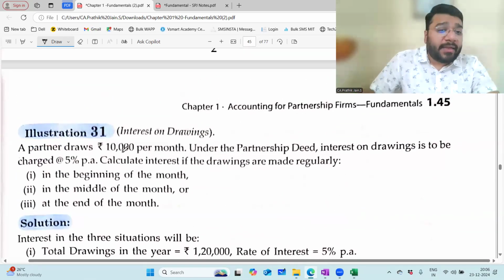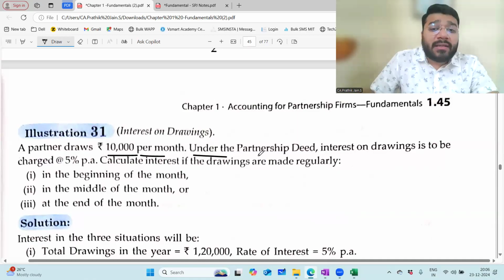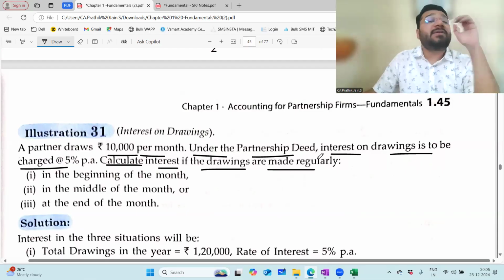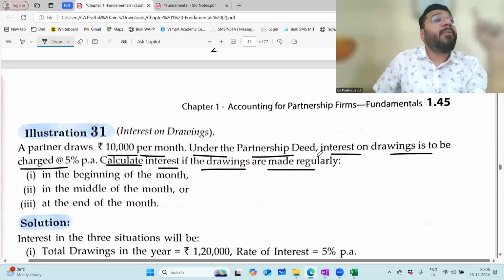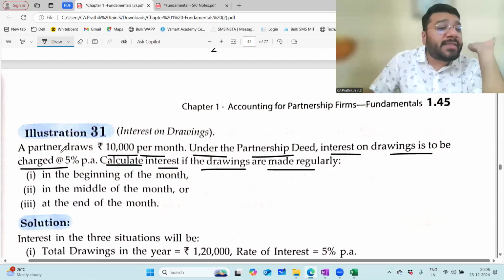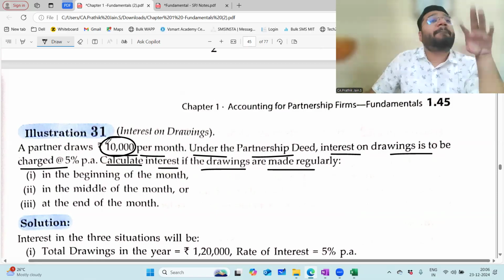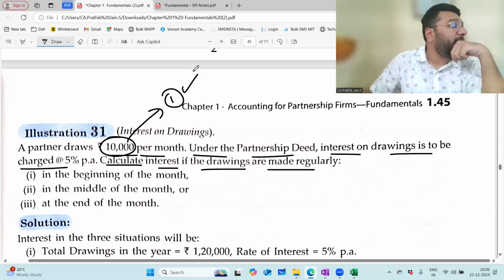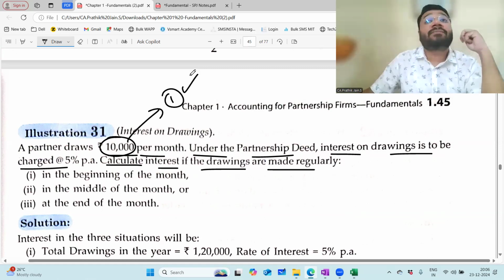A partner draws 10,000 per month. Under the partnership deed, interest on drawing is to be charged at 5% per annum. Calculate interest if the drawings are made regularly. So what are the three conditions, people? What is the first condition? Amount of drawings, same. The question says the partner withdraws 10,000 per month, meaning every time he withdraws the money, he's withdrawing only 10,000 rupees. So first condition satisfied.